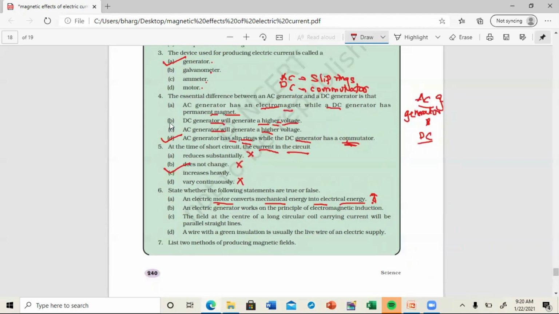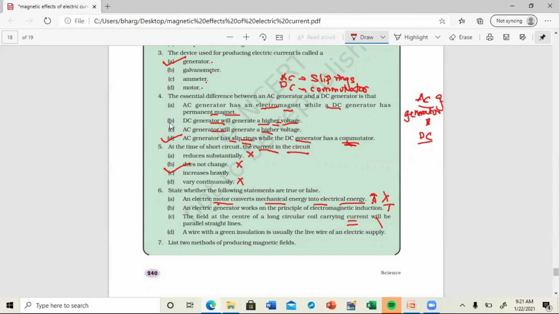Okay. Fifth. Explain why it is so. Explain why the generator has slip rings. In the slip rings, we will collect the EMF produced in the AC generator. While in the DC generator, the commutator acts to reverse the voltage. The commutator will collect and reverse the voltage. That is the function of the commutator.